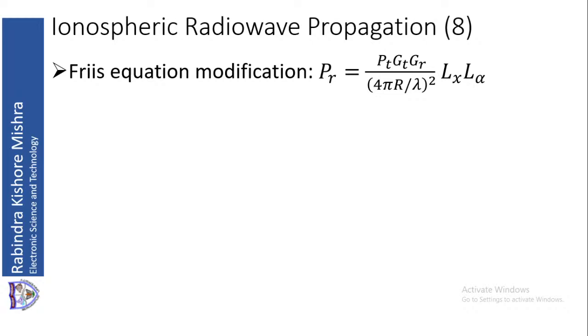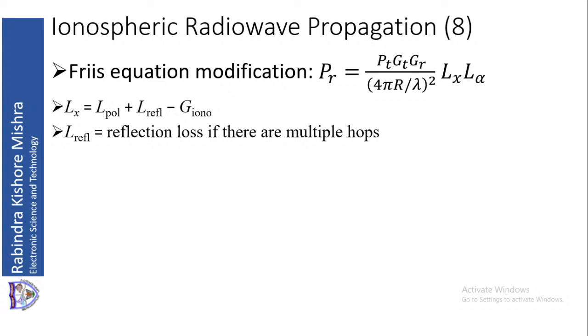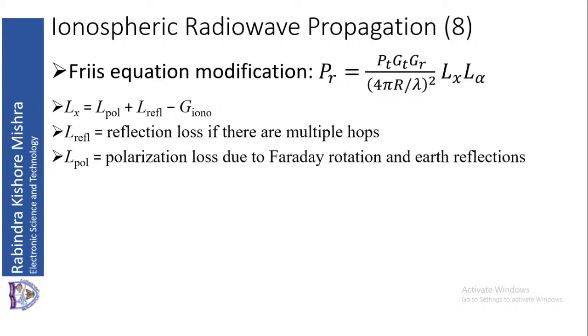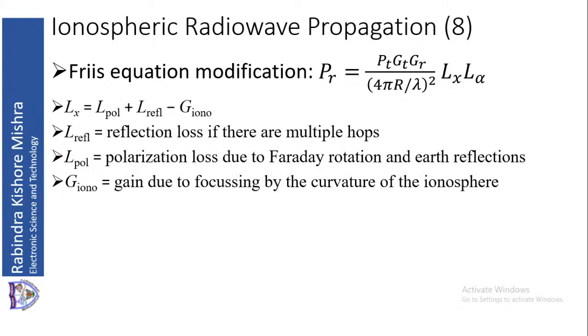Now what are these things? Lx is equal to L pole plus L reflect minus G iono, which is the polarization loss, and the reflection loss if there are multiple hops. L pole is polarization loss due to Faraday rotation and Earth reflections. This we'll see later, what is Faraday rotation. G iono is the gain due to focusing by the curvature of the ionosphere.